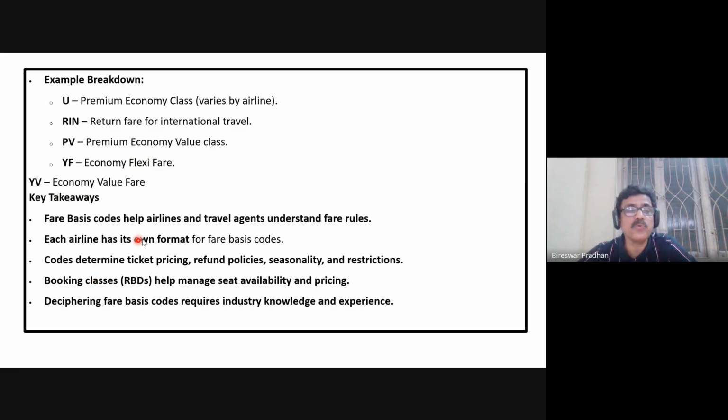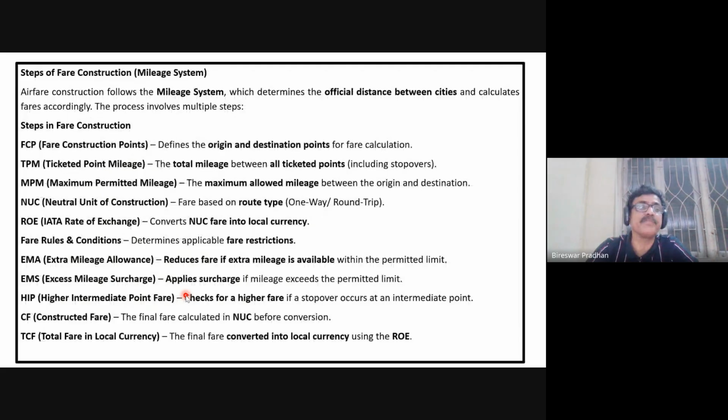Key takeaway: fare basis codes help airline and travel agent understand fare rules. Each airline has its own format for the fare basis codes. Codes determine the ticket pricing, refund policies, seasonality, and restrictions. Booking class helps manage the seat availability and pricing. Fare basis comes with industry knowledge and experience. These are the key takeaways.